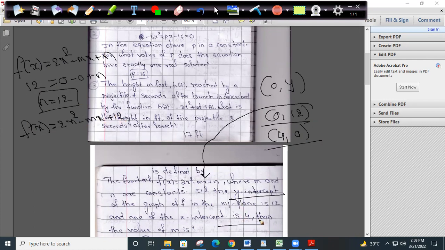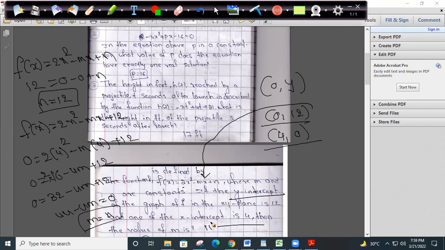And they gave one of the x-intercepts. What is the meaning of x-intercept? The value of x when y is equal to 0. 0 is equal to 2 into 4 square minus m into 4 plus 12. 0 is equal to 2 into 16, which is 32, minus 4m plus 12. 44 minus 4m is 0. Therefore, m is equal to 44 by 4, which is 11. So the value of m should be 11.